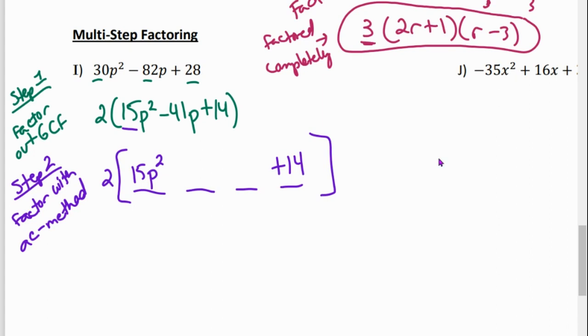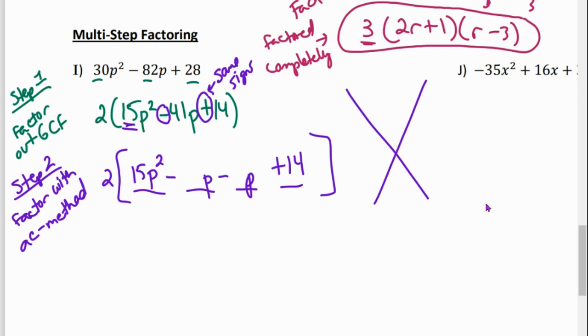So did you put your signs in there? What are your signs going to be for both of those? What does the plus tell me? If my C value is positive, what does that tell me? That tells you the signs are the same. But if the middle one is negative, they have to both be negative. So they're both going to be negative. All right, off to the side, we're going to multiply our A value times our C value, which will give us positive 210.